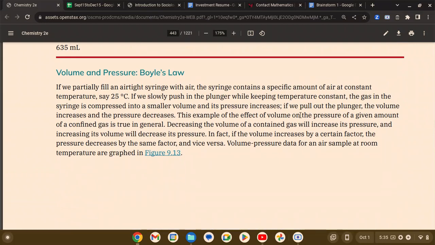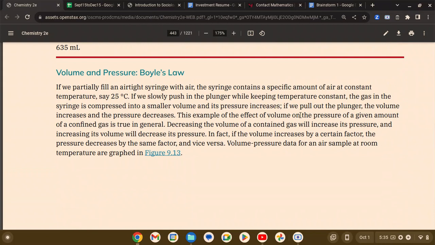Volume and pressure: Boyle's law. If we partially fill an airtight syringe with air, the syringe contains a specific amount of air at constant temperature, say 25 Celsius. If we slowly push in the plunger while keeping temperature constant, the gas in the syringe is compressed into a smaller volume and its pressure increases. If we pull out the plunger, the volume increases and the pressure decreases.